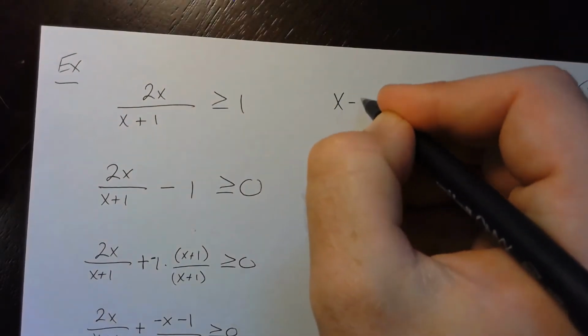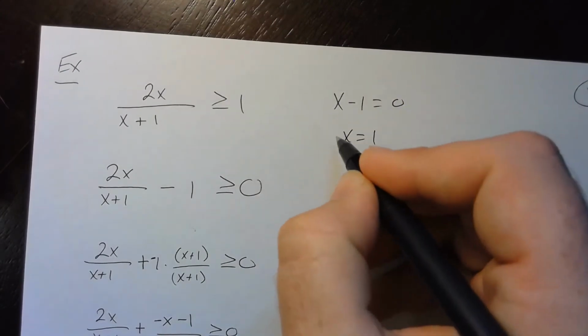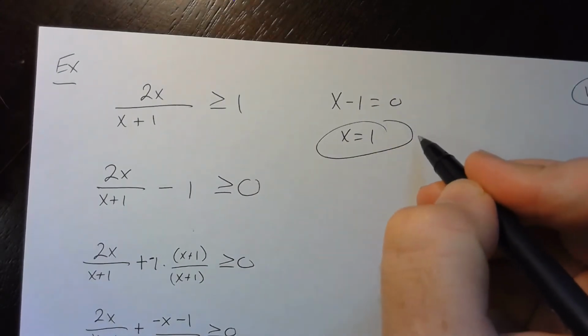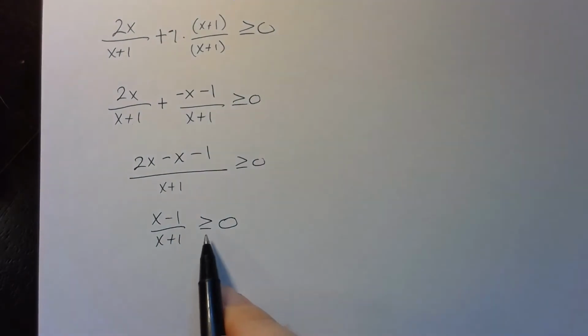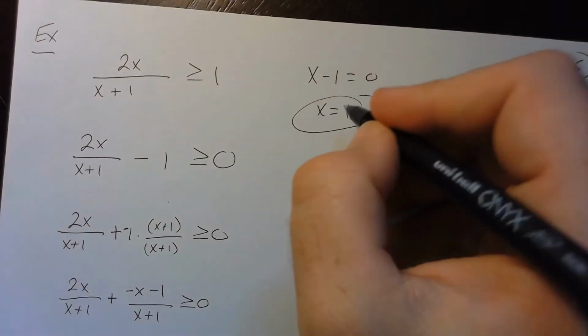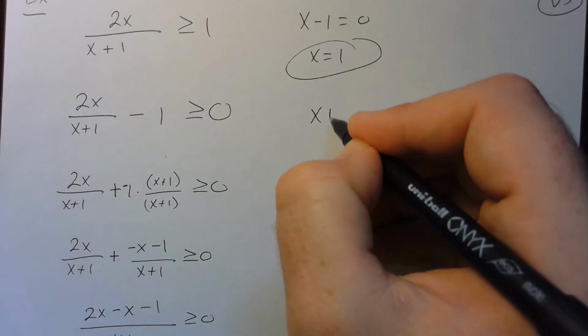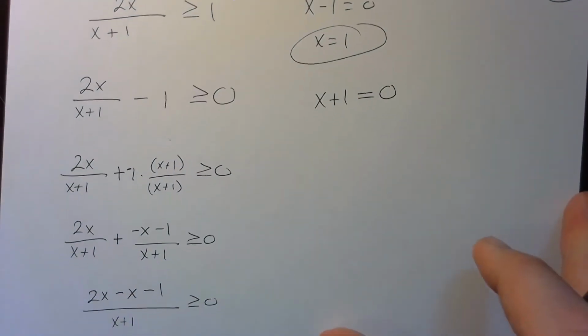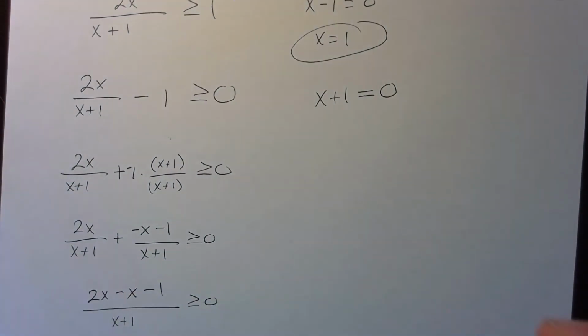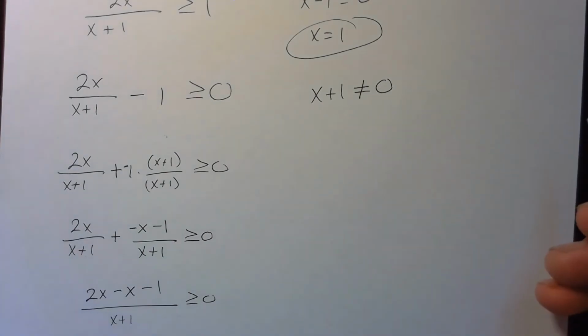So in this case, I have x minus 1 equals 0, gives me x equals 1. That particular location, I have to identify the fact that this is an equal sign and it's on top, so this could actually be an equals. And on the bottom, x plus 1, again, I always set the numerator and the denominator equal to 0, but the denominator can never actually be equal.